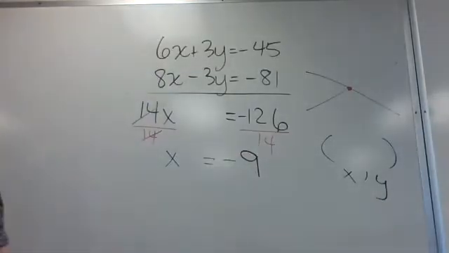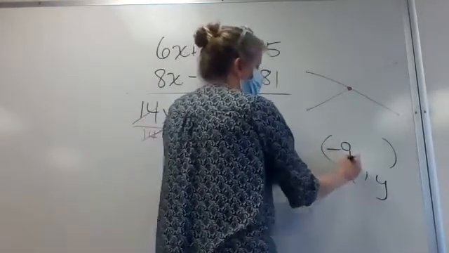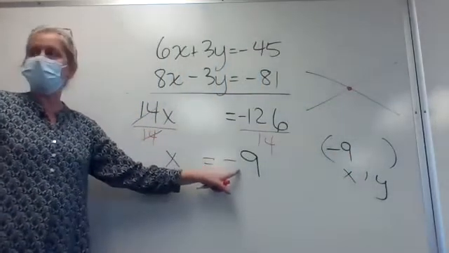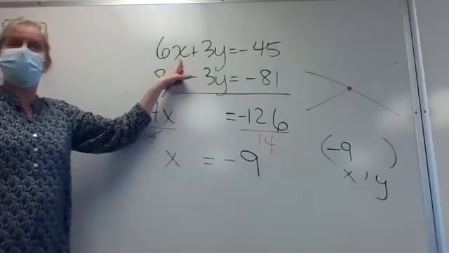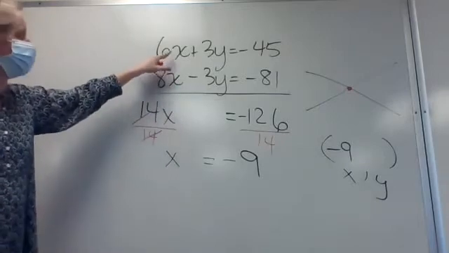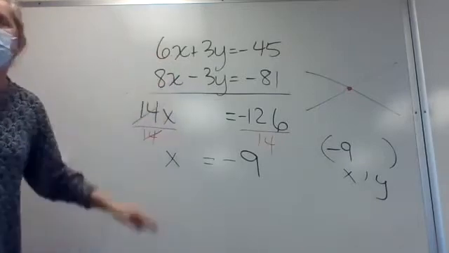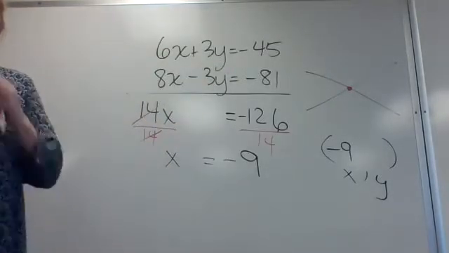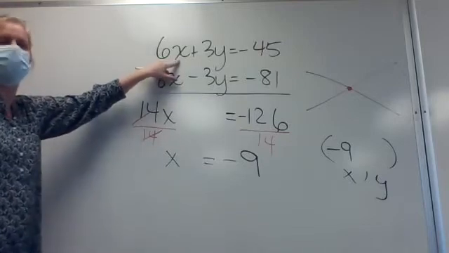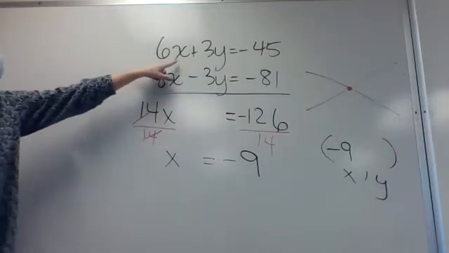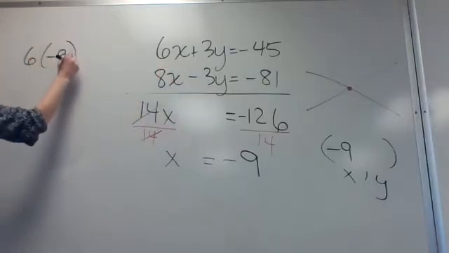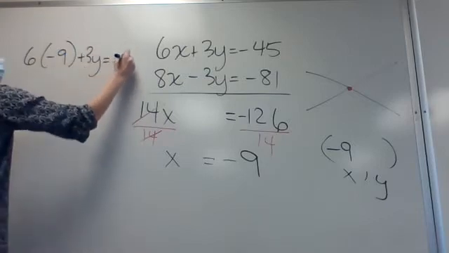So negative 9 is the x coordinate of where those two lines would cross. So if I know what the x is, what can I do with it? Plug it in, put it in the x spot. You can use either one of these. It works in both of them. If you put a -9 in either one of those spots, the y is going to end up being the same. So just to be uniform and to do the same thing all the time, I usually just go all the way back up to the top equation. So I have 6, put in -9. So 6 times -9 plus 3y equals -45.